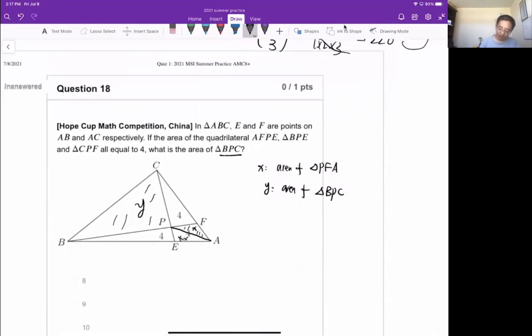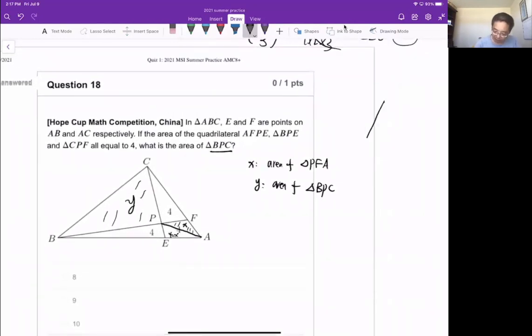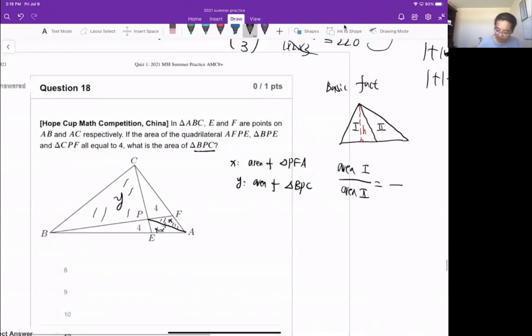To solve this problem, a basic but important fact we use is the following. If I have 2 triangles, triangle 1 and triangle 2, that share the same height h, then the area of triangle 1 over the area of triangle 2 will just be the ratio between the corresponding bases. Let's say they are A and B, then it will just be A over B. This is the fact we're going to use to solve this problem.